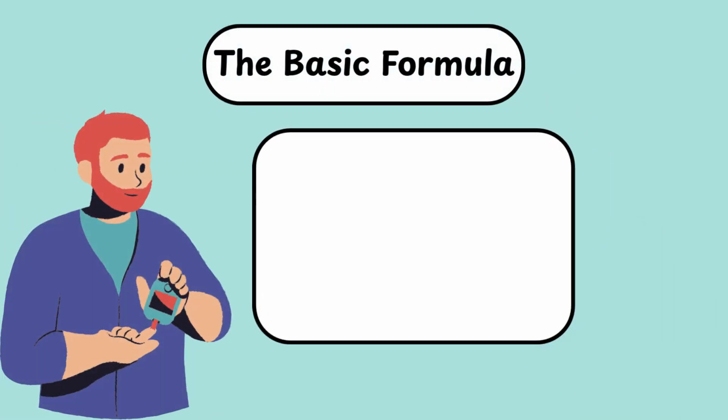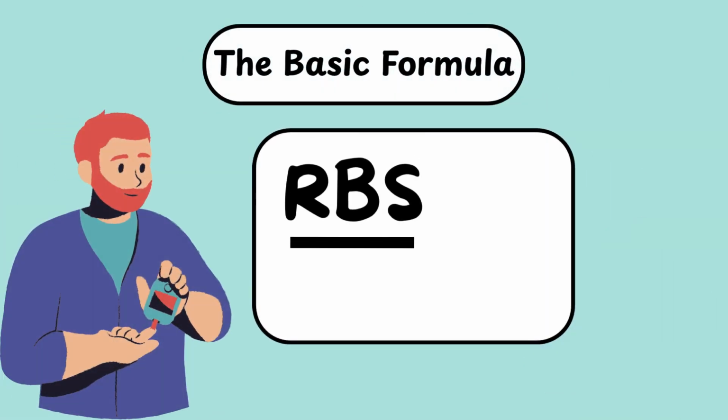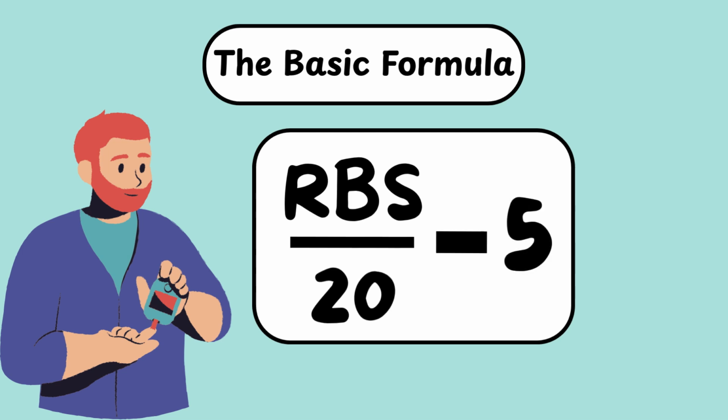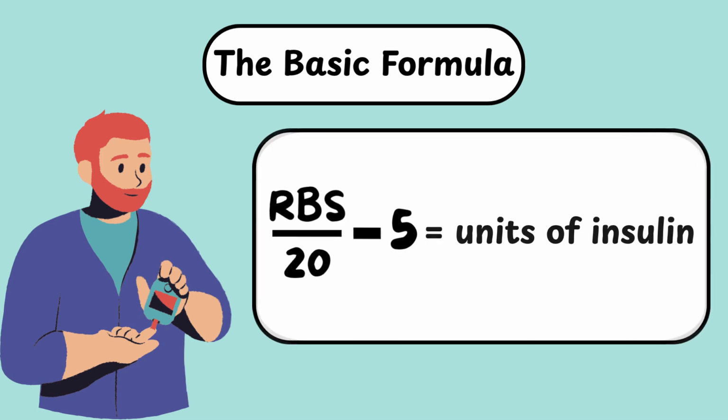It also has a basic formula, in which we divide the random blood sugar levels of the patient, which we checked at that time, by 20. And then we subtract the answer by 5. The answer will be the total units of insulin given to the patient at that time.